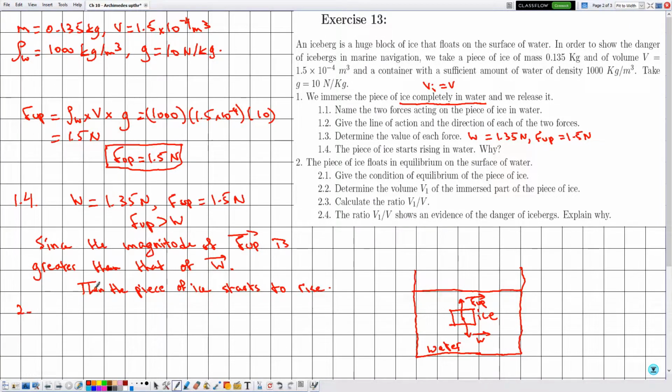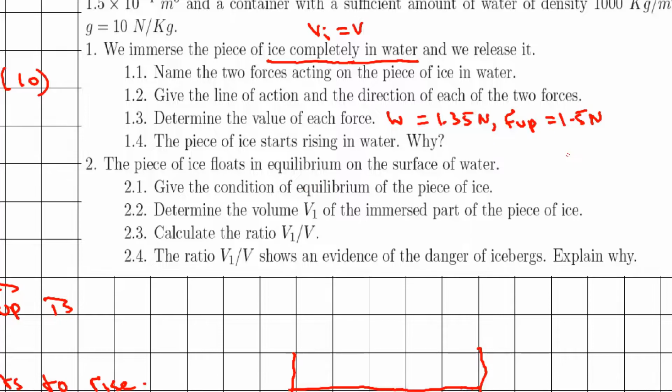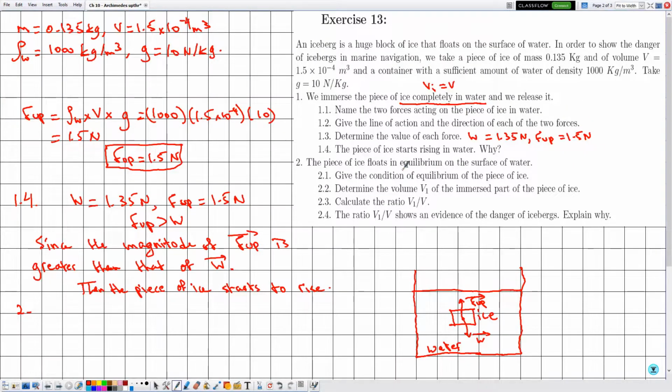Now in number 2, the piece of ice floats in equilibrium on the surface of water. In this case we can use the condition of equilibrium, and indeed in part 2.1 we give the condition of equilibrium of the piece of ice. So how do you apply this condition? Always as a title we write at equilibrium.